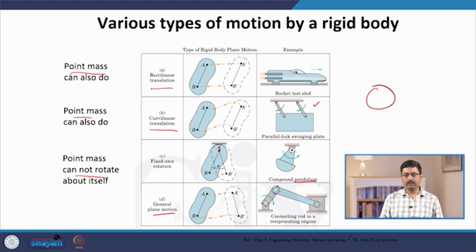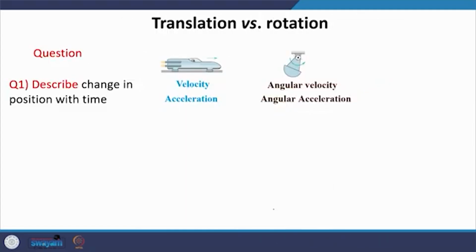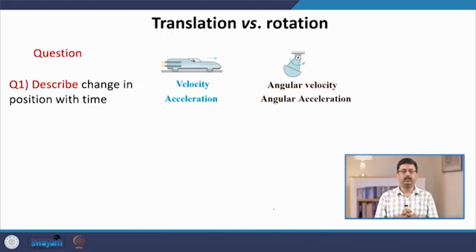Here some part is rotating and the other part is translating. We took this example when we discussed the principle of virtual work and constraint motion. But this is also an example where you have a combination of translation and rotation. Now, translation versus rotation, what are the similarities and differences? Now, in mechanics you can essentially ask two questions about the motion.